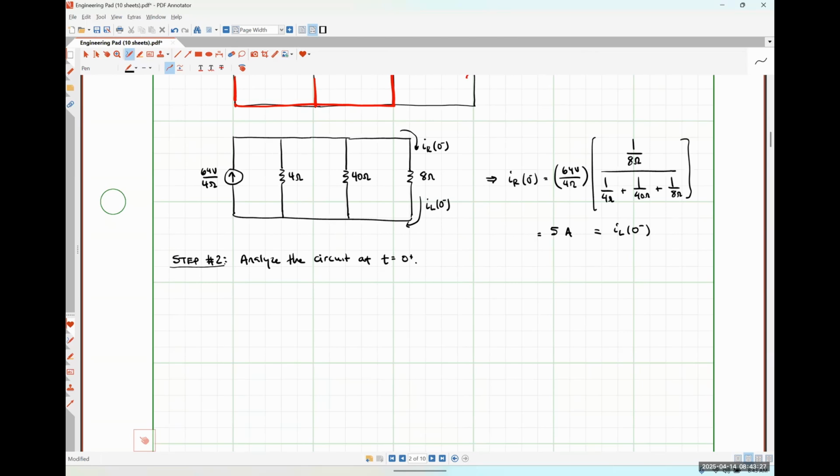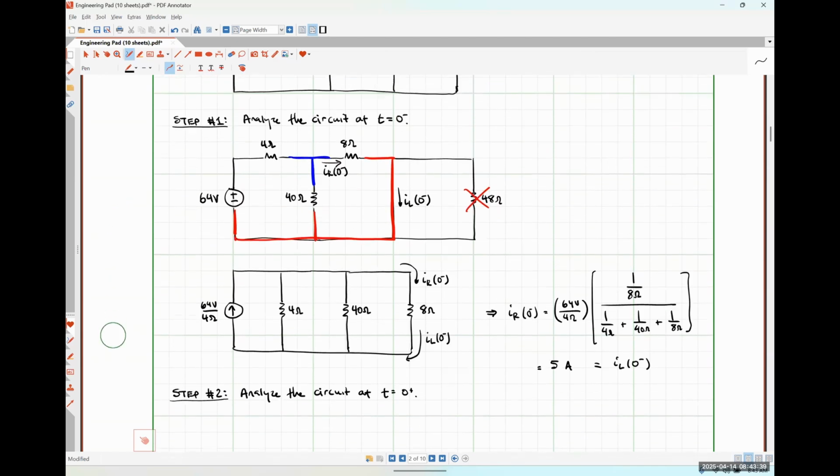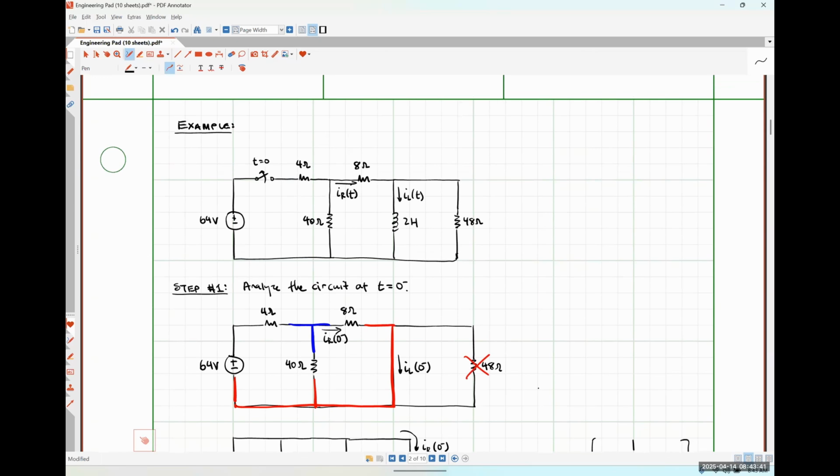So this is a snapshot of the circuit the moment after the switch changes states, okay? So if we look back at our original circuit, since it was opening at t equal to 0, we're now at the moment after our switch has changed states. So the 64-volt source is going to be disconnected from our circuit. So we're going to replace the switch with an open circuit.